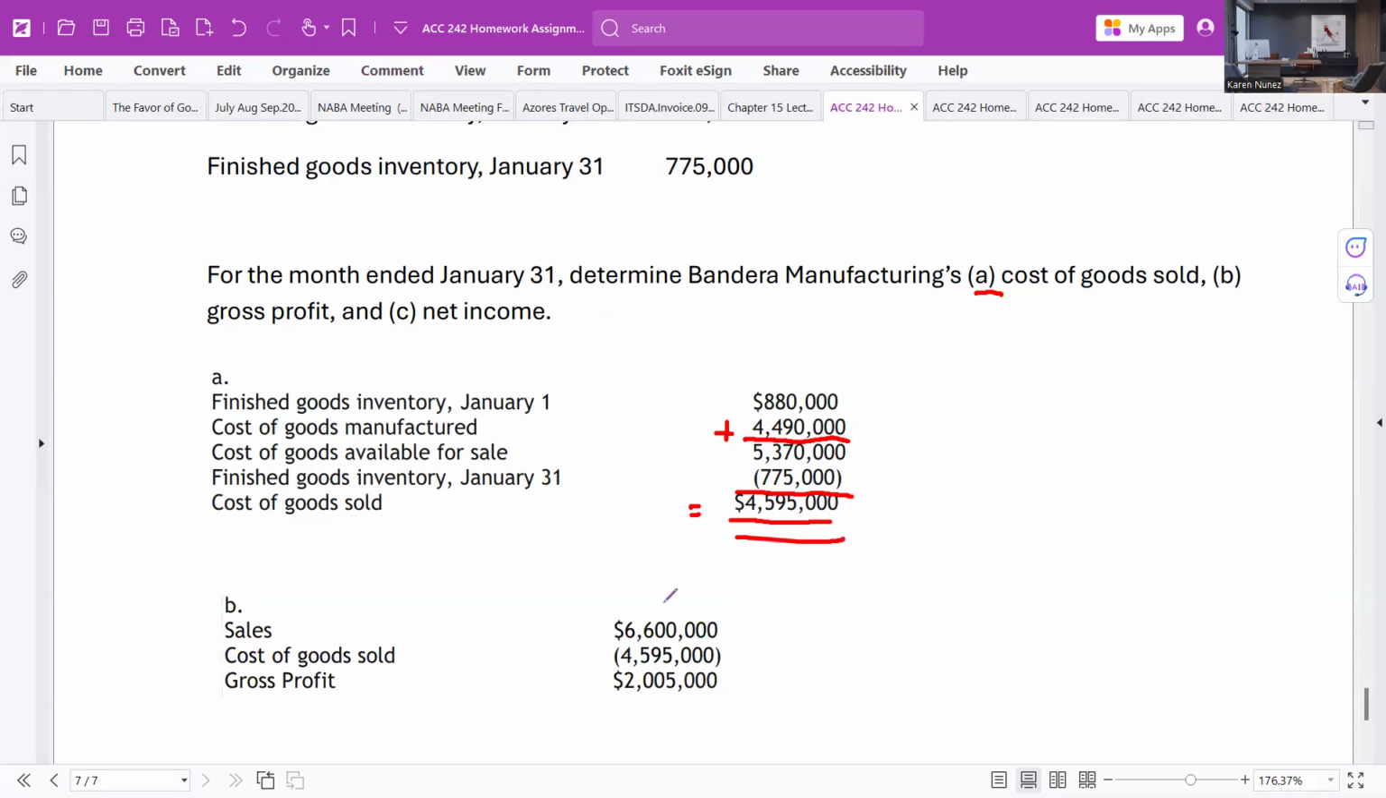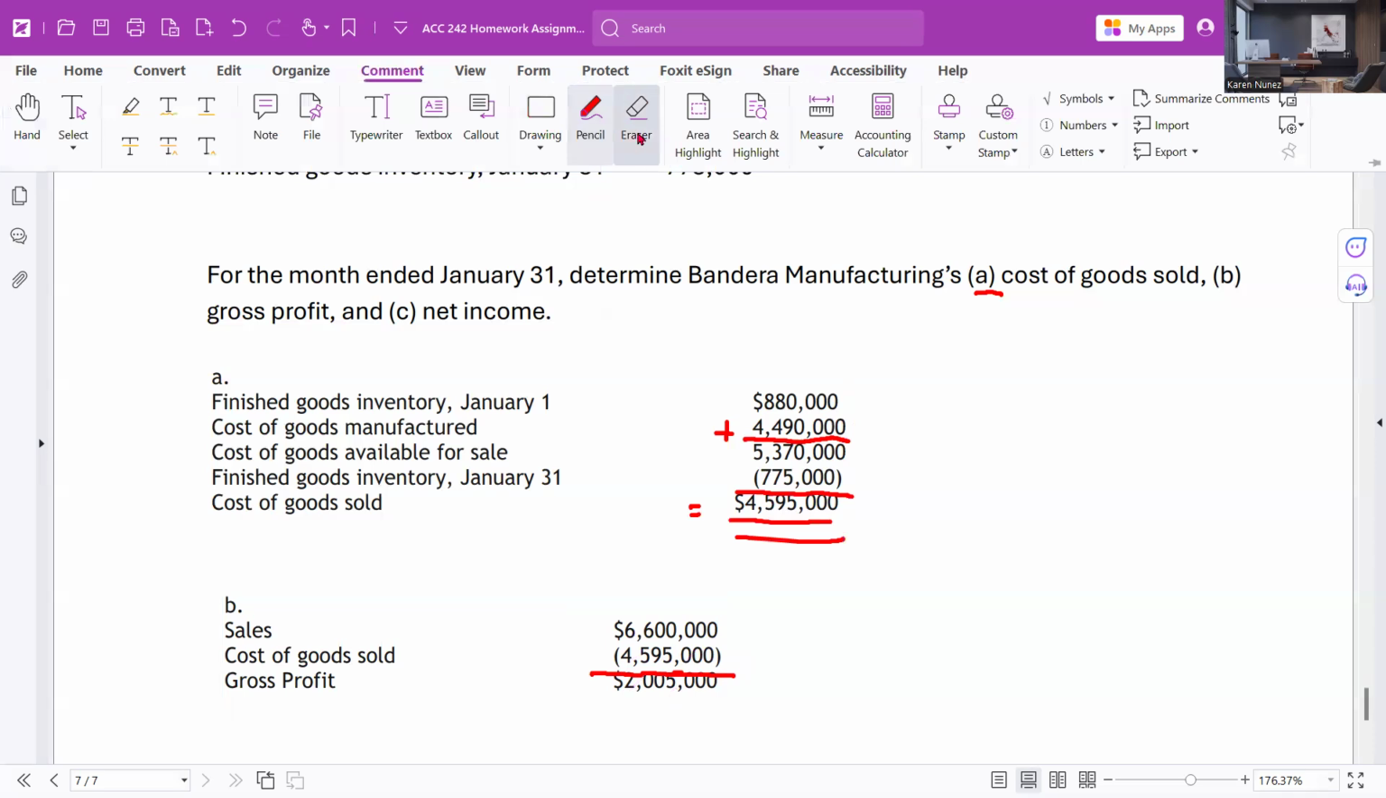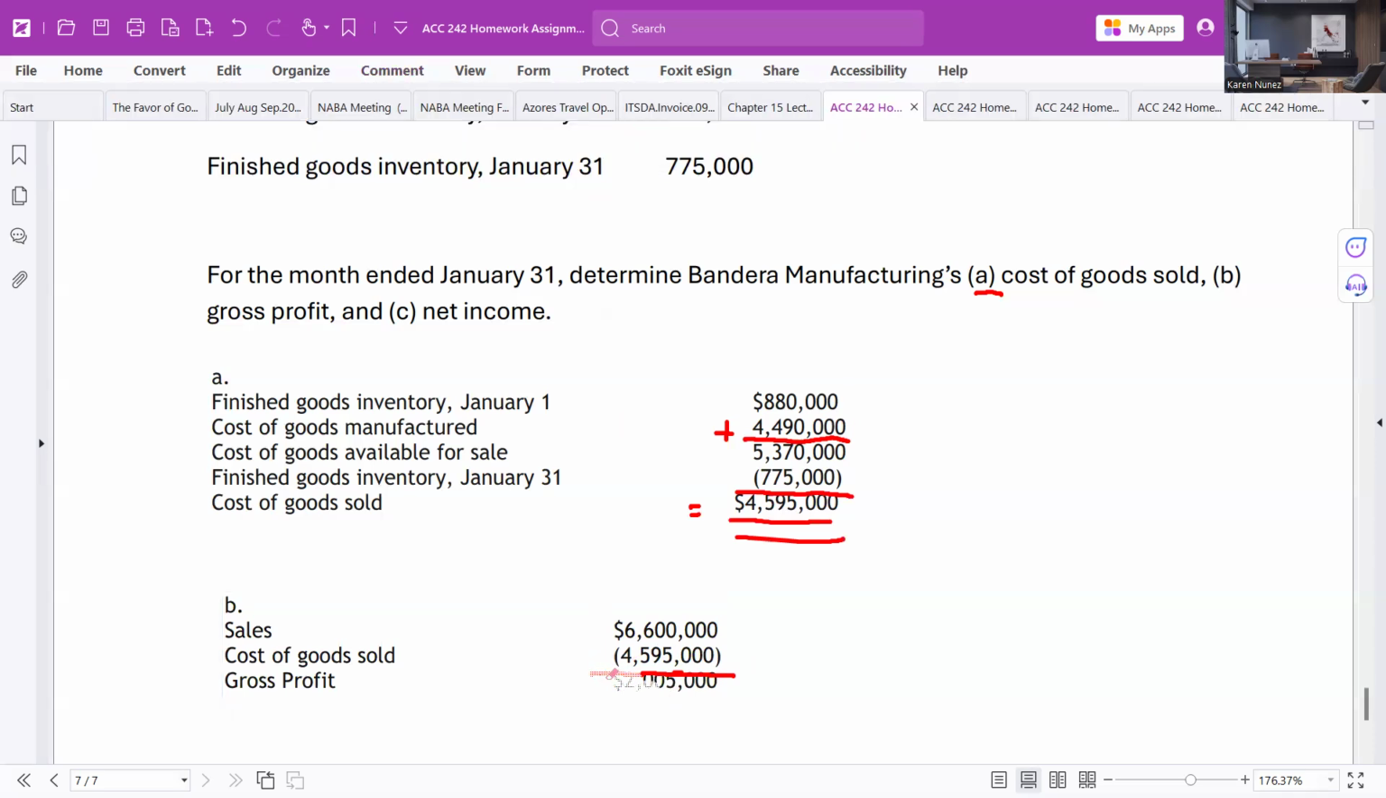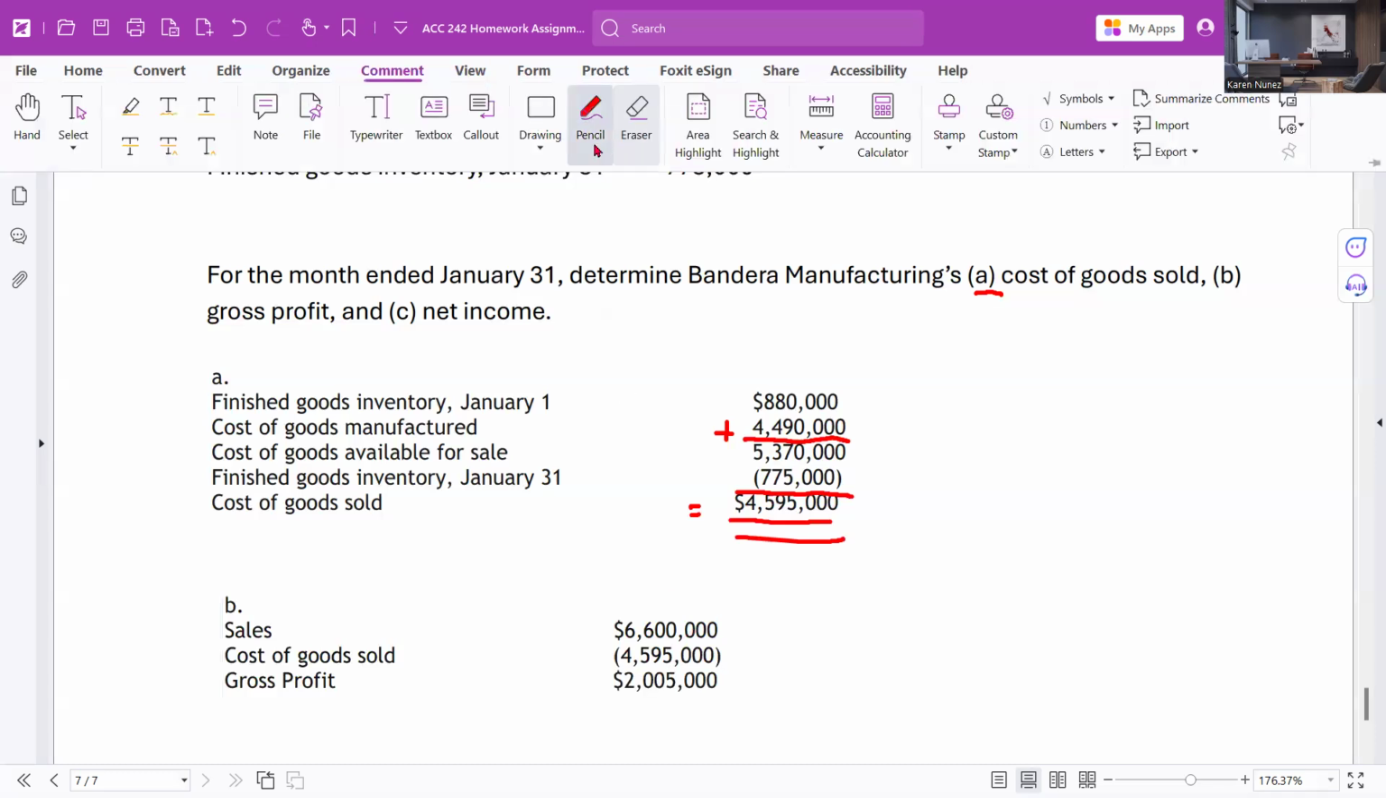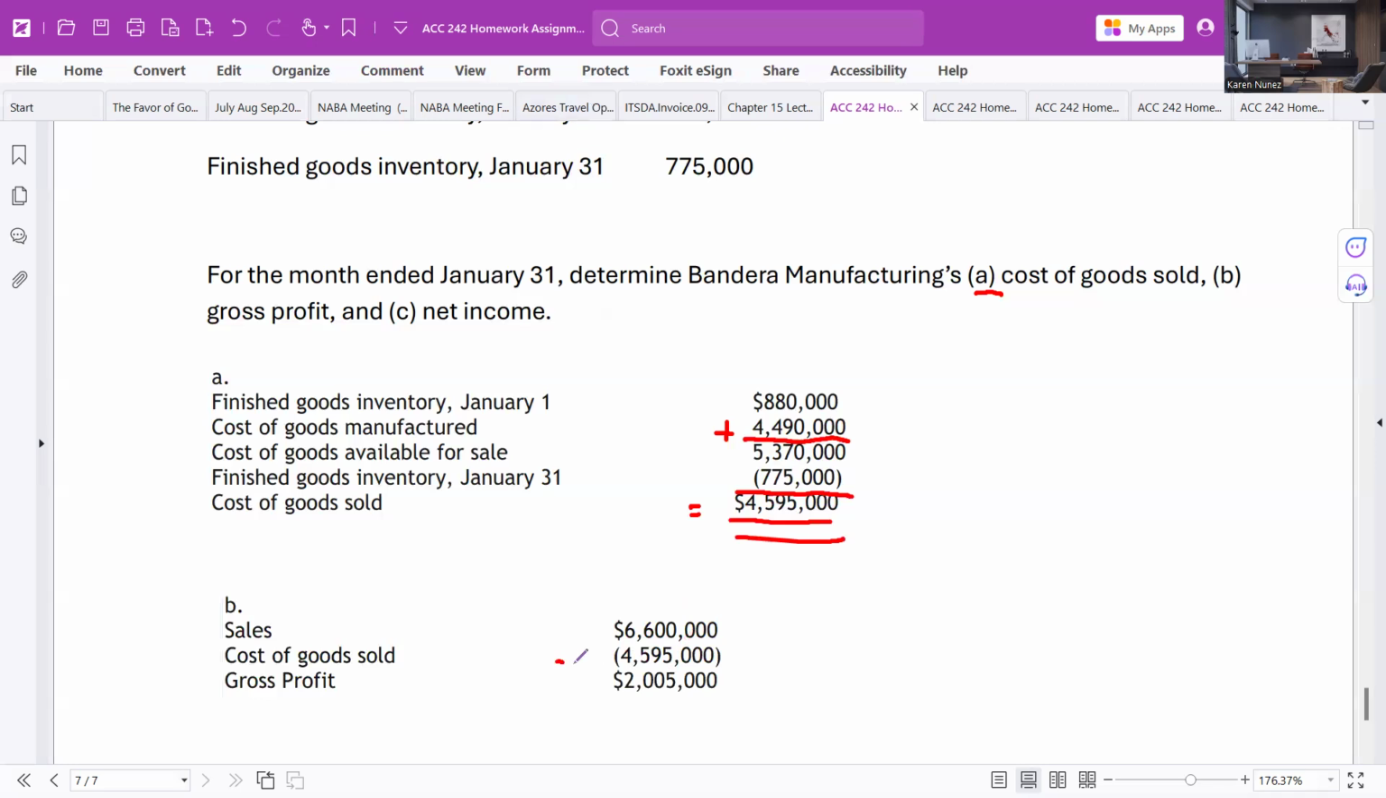So very simply, we have total sales revenue on the income statement of 6.6 million, and then we're just going to subtract the cost of goods sold, right? Sales minus cost of goods sold gives us that gross profit. That gross profit in this case of $2,005,000. Let me just see. I'm blocking the numbers here, so let me just clean that up just a little bit. So the $2,005,000 is this cost of goods sold number. Cost of goods sold is the 4,595,000, and the gross profit is the 2,005,000.